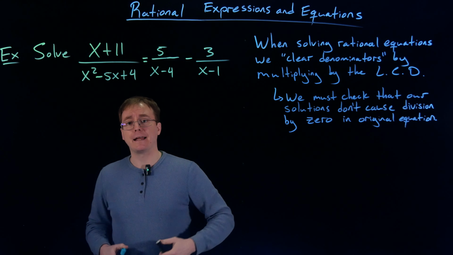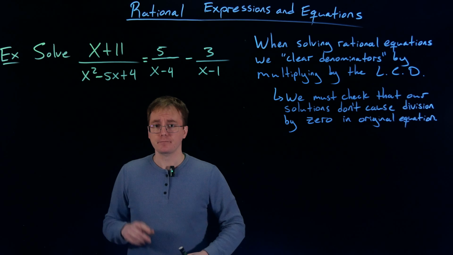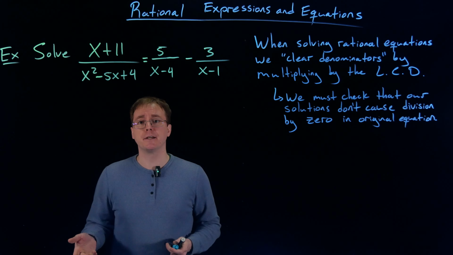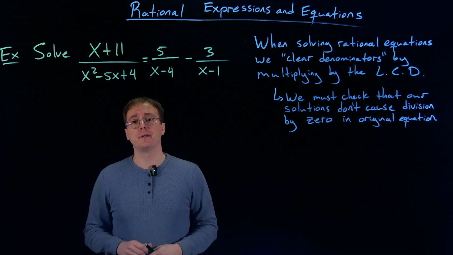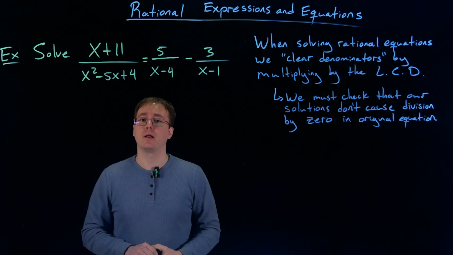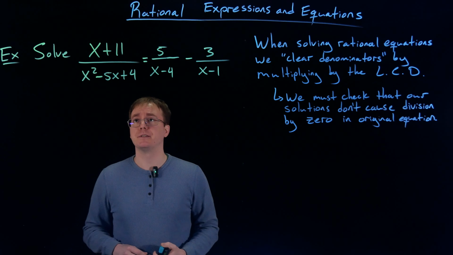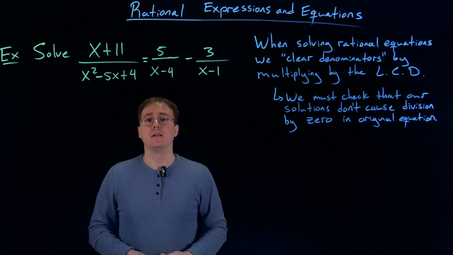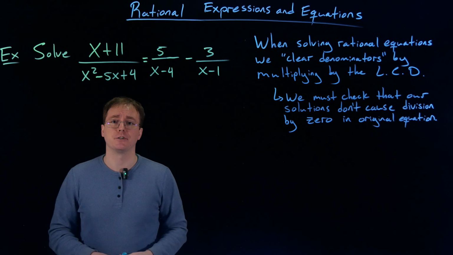So to recap our strategy for solving rational equations, first we factor all of our denominators to help us find the least common denominator. We then use that least common denominator to clear the fractions by multiplying both sides by that least common denominator. We solve the resulting equation, and we double check to make sure that the answers we get don't cause division by 0.